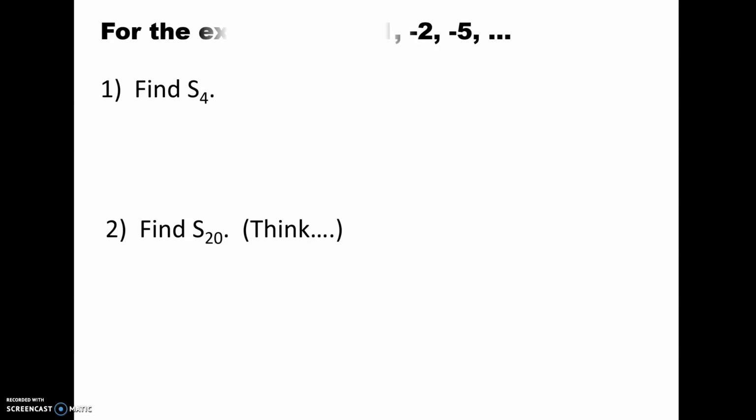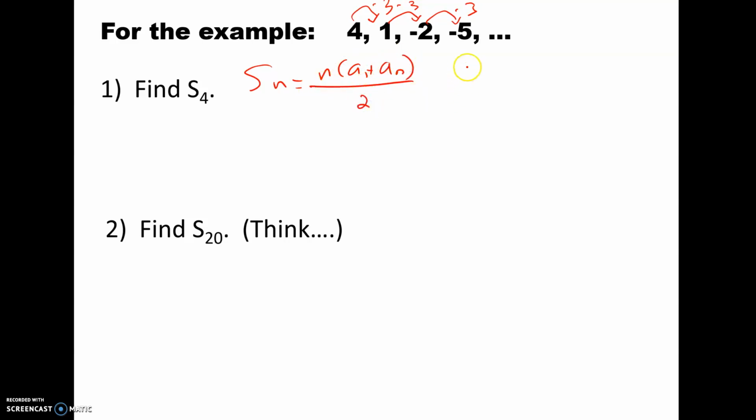So let's go basic. Okay, here's an example, and you could see that we are subtracting 3 each time, so our common difference is negative 3. So our formula goes like this. And I want S sub 4.